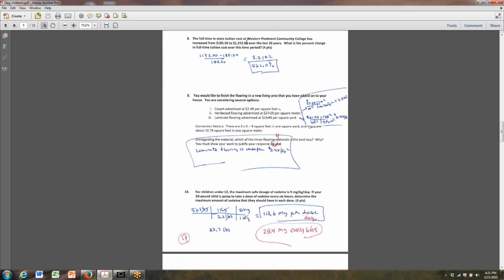What is the percent change in full-time tuition cost over this time period? Well, define percent change, and this is also covered in section 2.1. You have to figure out how much it went up or down by. So this went up, it started at $185.50 and went to $1,152. If you subtract those two, it went up by whatever that difference is. Let me just go ahead and subtract those two real quick.